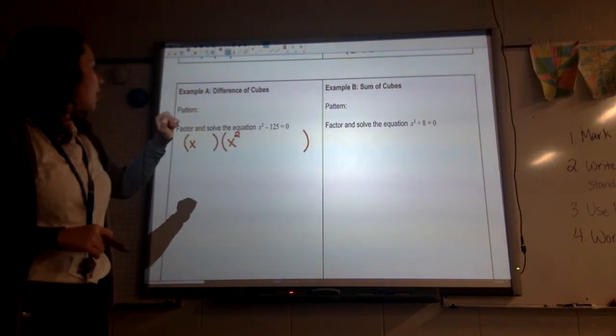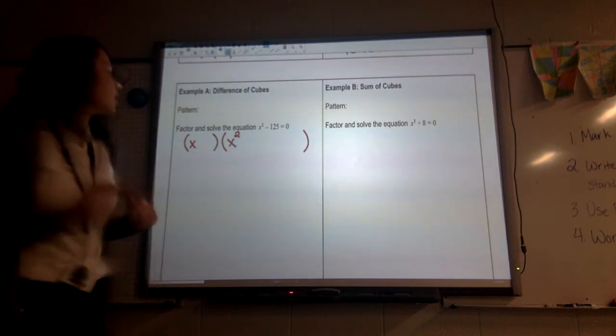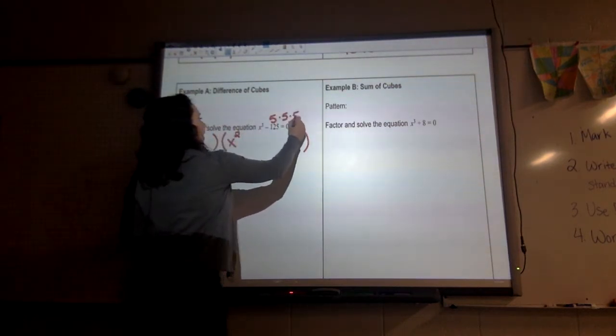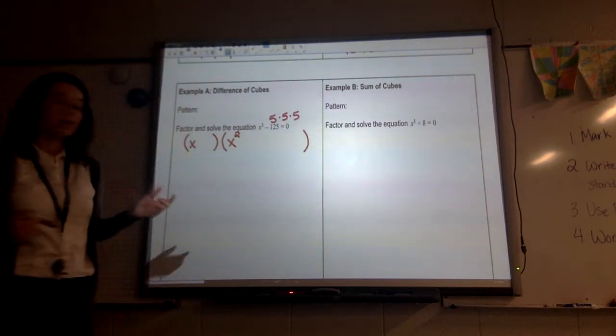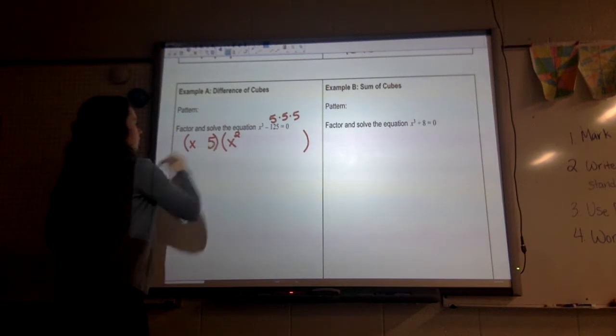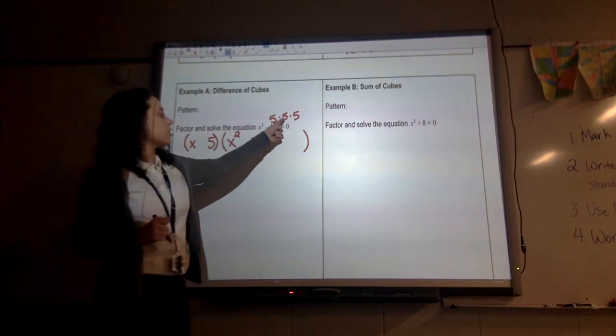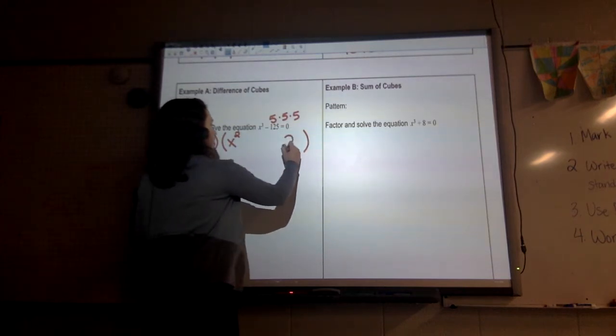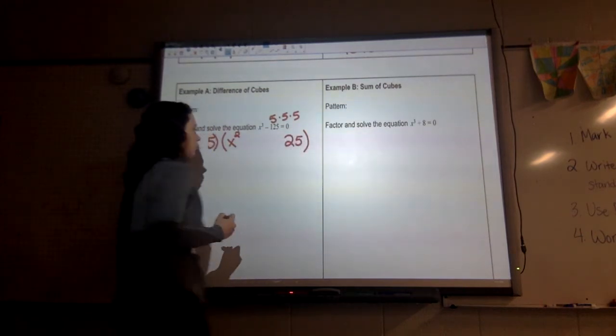Then I go and I look at the 125 and I say 125 is the same thing as 5 times 5 times 5. So my little parentheses is going to get one of those 5's. The big parentheses is going to get the other 2 5's. So 5 times 5 is 25. Okay?